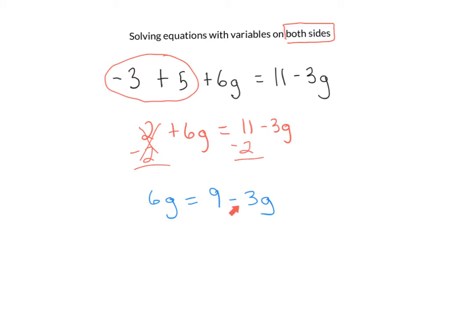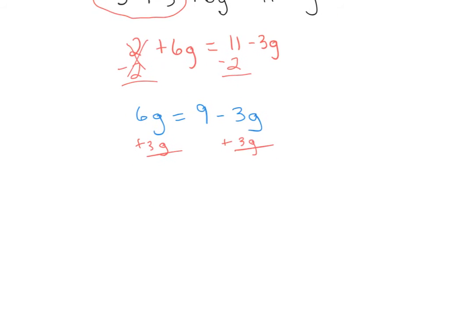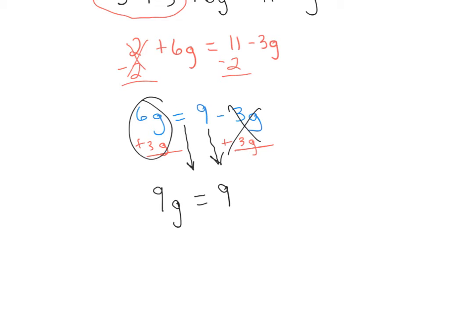Now, I need to get this negative 3g to the left. Remember, to move it from one side to the other, you do the opposite. Well, I'm subtracting 3g, so the opposite of subtracting 3g is to add 3g on both sides. So I'm going to add 3g to both sides. And so I've got 9g equals 9. When I added those, I got 9g. I brought the equal sign down, I brought the 9 down, and these cancel.